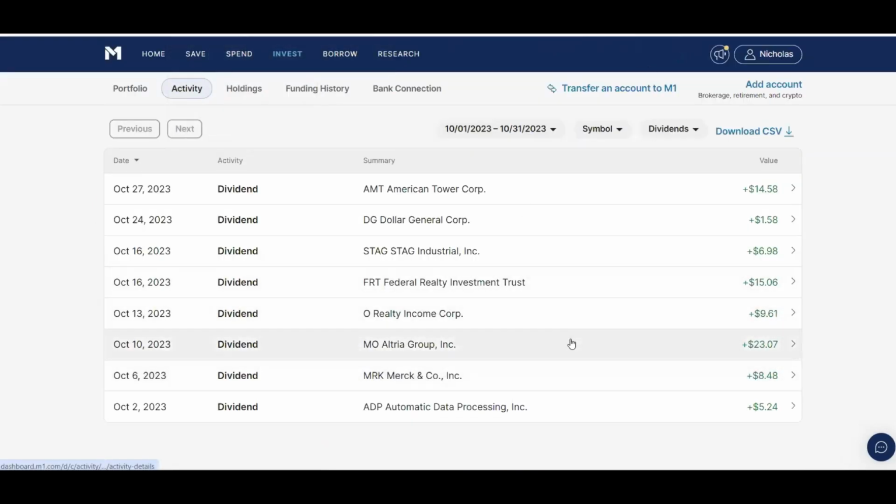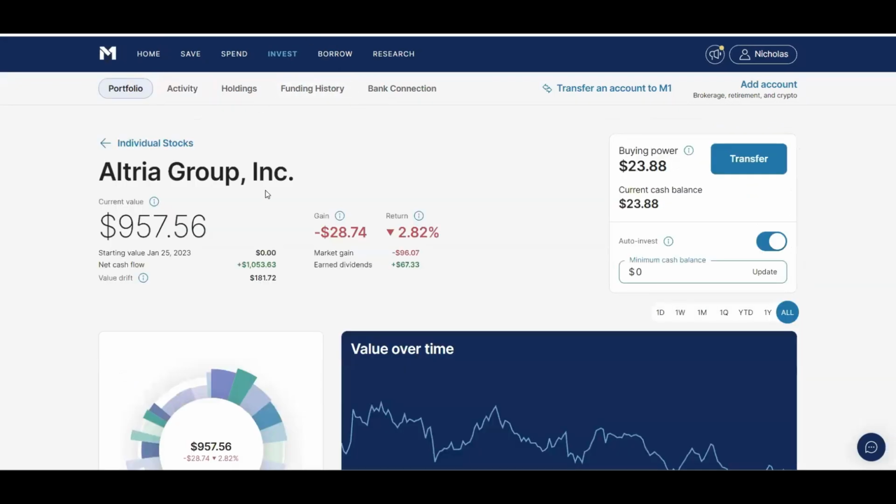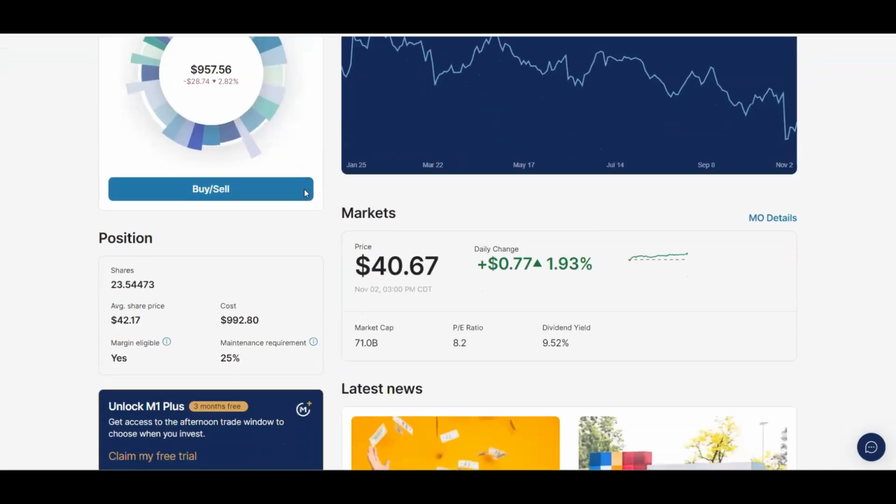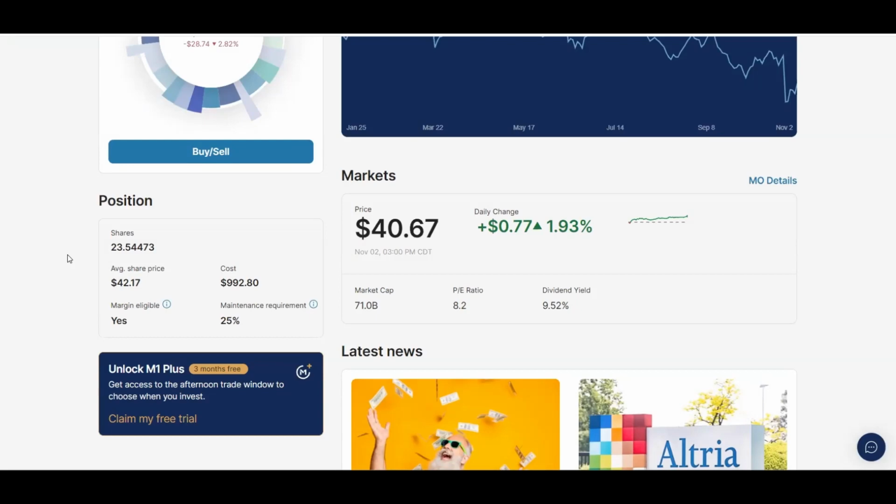So next on October 10th, I received $23.07 from Altria Group, which puts me at $36.79 for the month. So as you can see, just over 950 bucks in Altria Group, 23.54 shares, an average share price of $42.17. And I'm down a little bit on this stock at $40.67. But Altria Group has a really high dividend yield, 9.52%. And they have decent dividend growth for their high yield. They usually get in around 4%, which overall, that's not a great dividend growth rate. But when you've already got a dividend yield over 9%, I would say at that point, the dividend growth rate is really great.